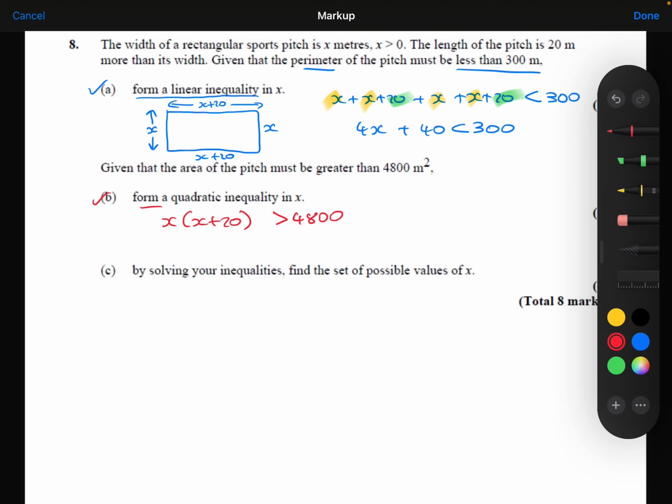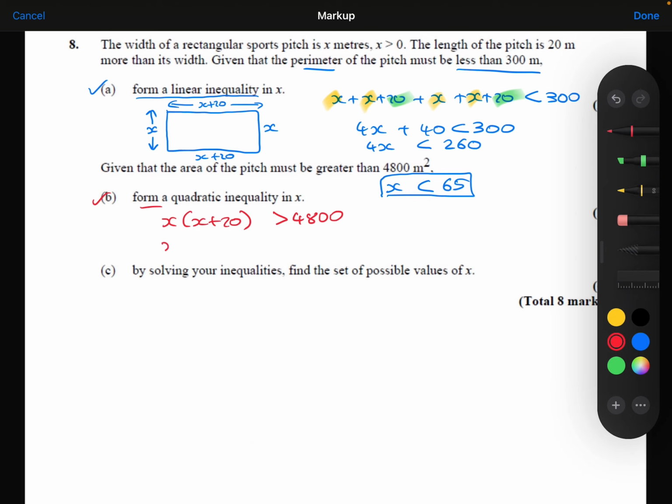So let's go back and solve both of these inequalities. So the linear one, let's first of all take the 40 away from both sides. So 4x has to be less than 260. And then we'll divide both sides by 4. So x has to be less than 260 divided by 4, which is 65. So x has to be less than 65 if the perimeter of the pitch is going to be less than 300.